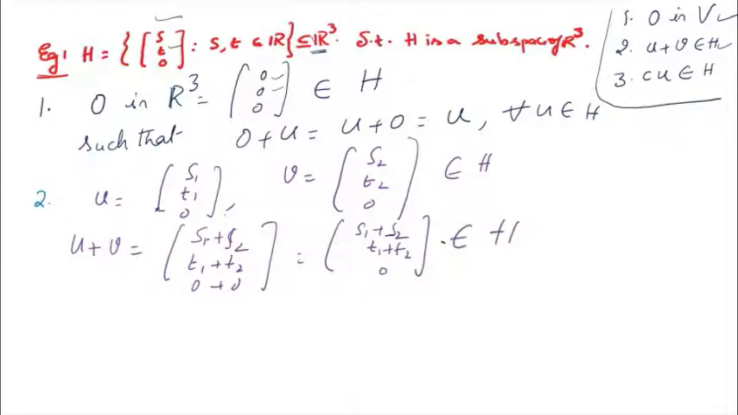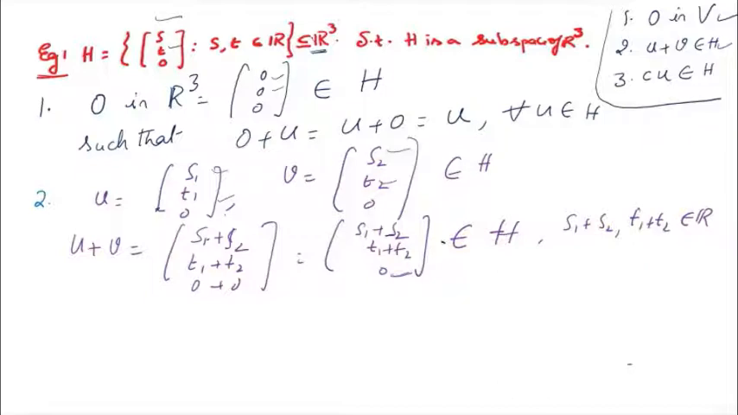Why? What is the condition to be in H? The first two elements are real and the third row element should be 0. And the first row element and the second row element, these two, S1 plus S2 and T1 plus T2, belong to R. Why? Because S1 belongs to R, S2 belongs to R, T1 belongs to R, T2 belongs to R. So their sum will also be there in H. Therefore, U plus V belongs to H. So the second one is over.